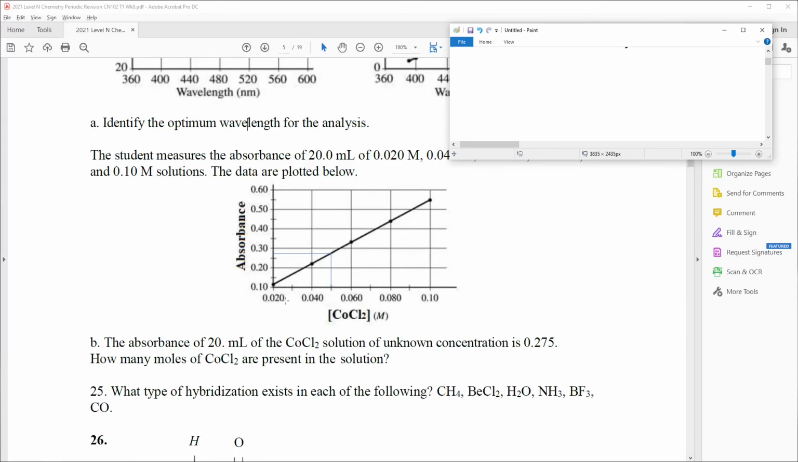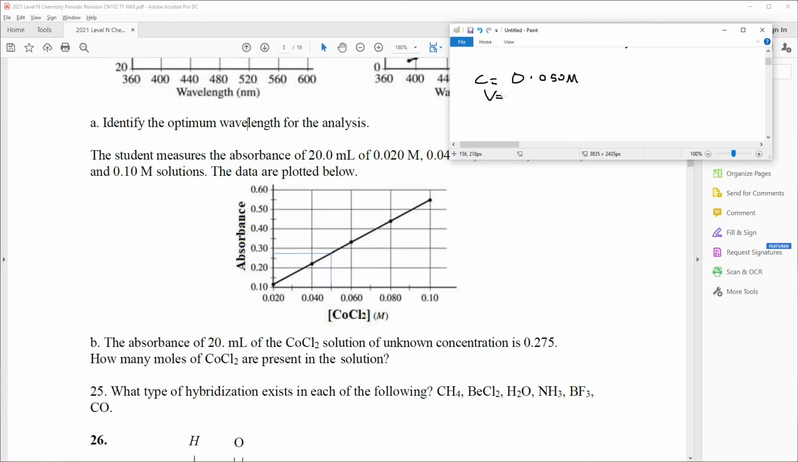Here we're given the absorbance, and we're looking for the number of moles. To get the number of moles, we need the volume. We're given the volume, and we need the concentration, and that's what we're looking for using the graph. So we have an absorbance of 0.275. They already drew the line for you. It goes down here and then goes perfectly on 0.050 molar. That's the concentration.